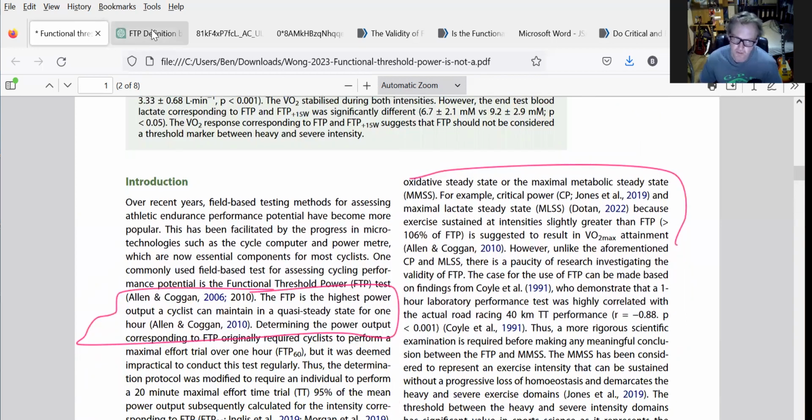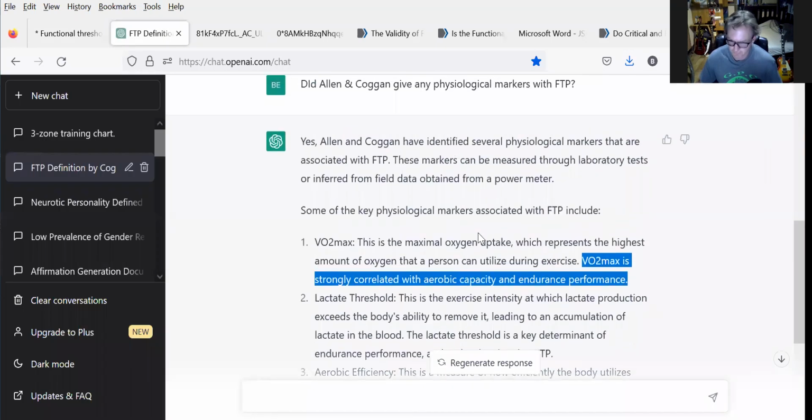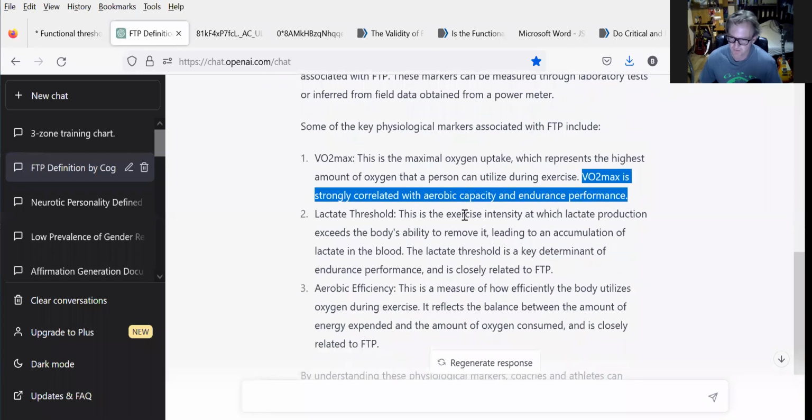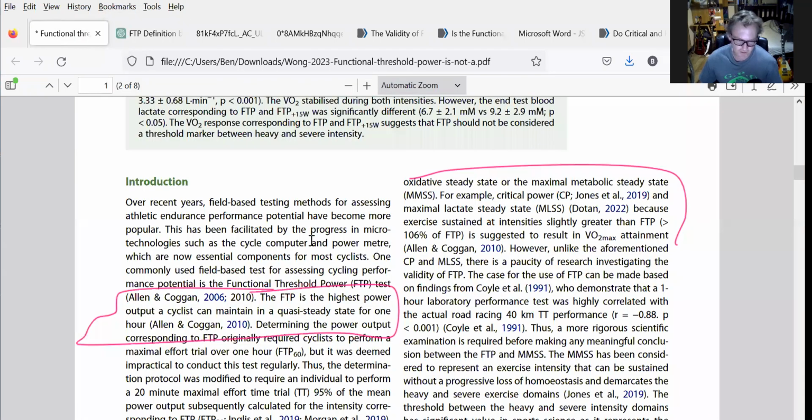I just want to go a little bit more into the definitions of Allen and Coggan's FTP. So predictor of VO2 max. VO2 max is strongly correlated with, so this is from Coggan's book, VO2 max is strongly correlated with aerobic capacity and endurance performance. No, watch my last video. It's not. Lactate threshold is closely related to FTP. By the end of this video, you're going to say, no, it's not. So just a few points there.